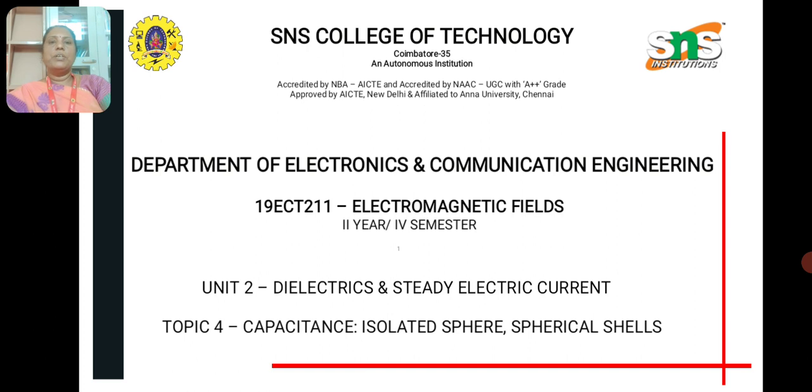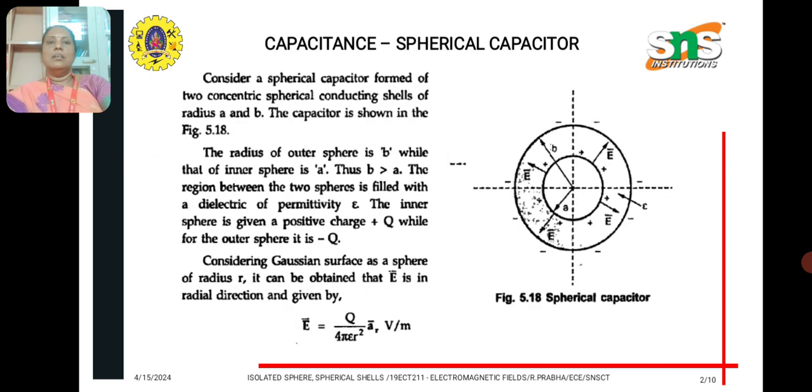In this video, we are going to see the topic of capacitance of isolated sphere and spherical cells. For finding the capacitance of a spherical capacitor, consider a spherical capacitor formed by two concentric spherical conducting shells of radius A and B. The radius of the outer sphere is considered as B and the radius of the inner sphere is considered as A.